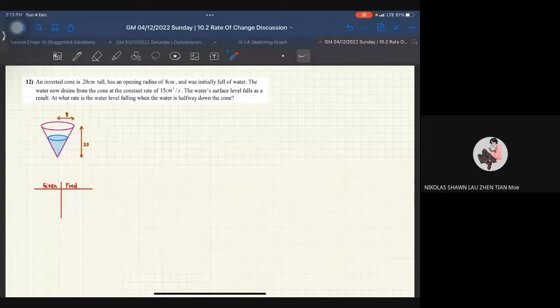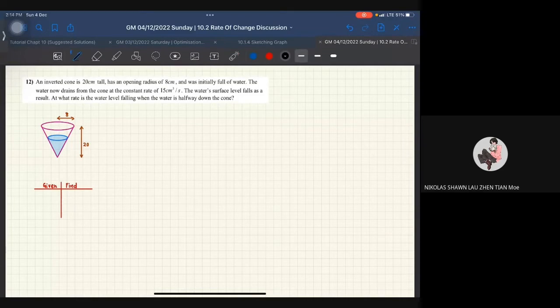Okay, and then it was initially full of water. Pada asalnya dia sebenarnya penuh dengan air. Sampai sini air dia. Okay, tapi the water now drains from the cone at the constant rate of 15 cm³ per second. Okay, so the water leaked from this cone, dia terkeluar. Okay, so dia terkeluar, right? And then dia berkurang lah, kiranya volume berkurang, radius berkurang, ketinggian semua akan effect berkurang. Okay, so apa yang diberi dekat sini over here is sebenarnya adalah dV over dt.